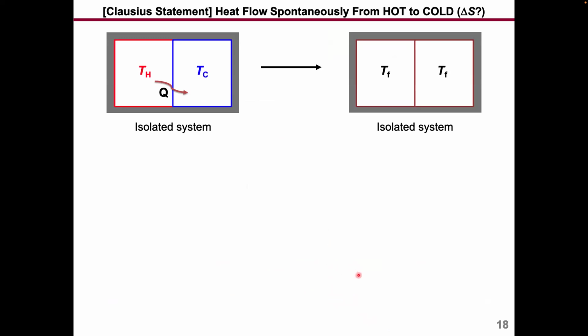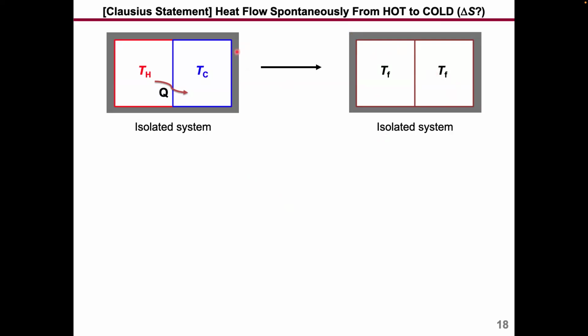Now, finally, I want to comment on the Clausius statement of the second law of thermodynamics, meaning that heat always spontaneously flows from hot to cold. The underlying statement is that the universe prefers an entropy increasing process, or entropy tends to increase.